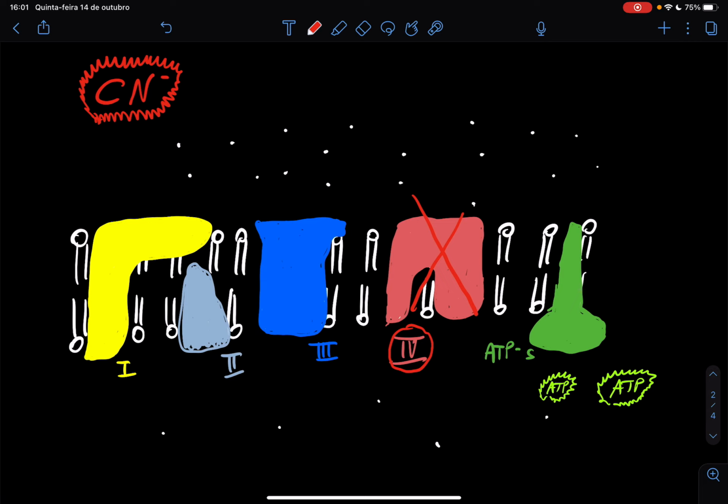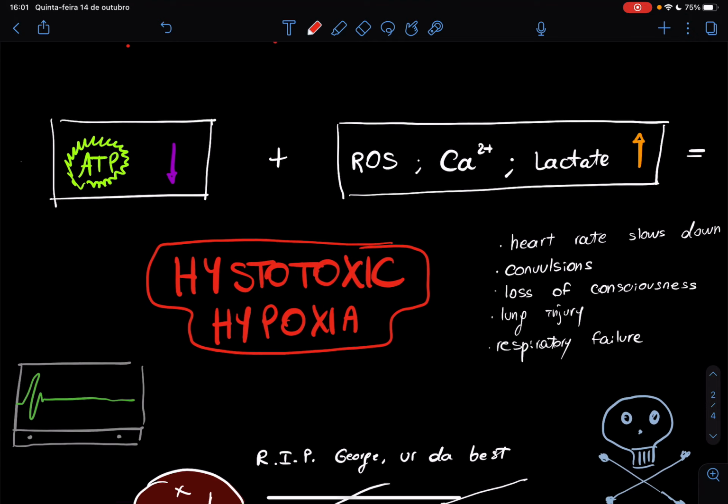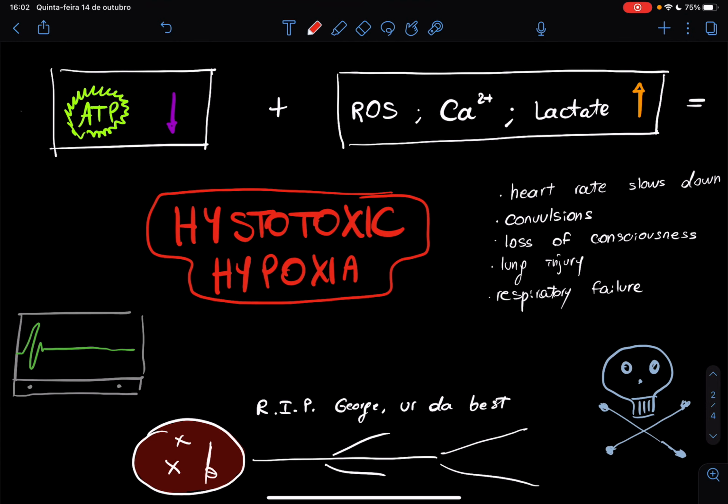And if this happens, the concentration gradient that we have between the intermembrane space and the matrix quickly evens out. And so if we have no difference in concentration gradient, ATP synthase cannot work anymore. Thus, production of ATP is halted. And ATP is the main energy source of the cell. So the cell finds itself without energy anymore.